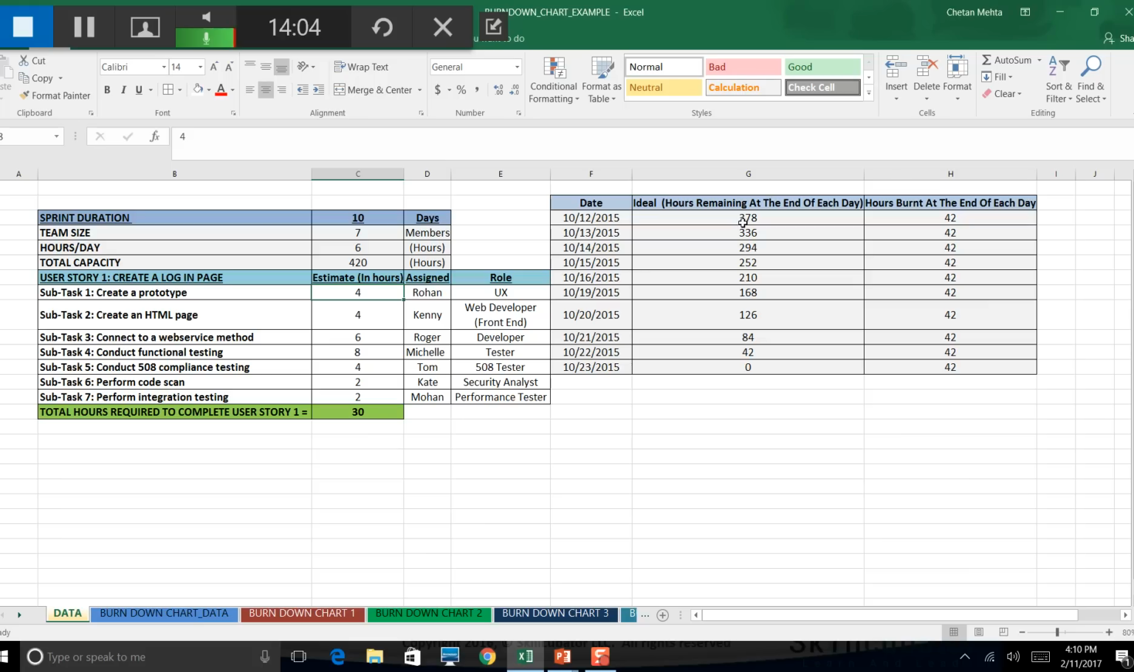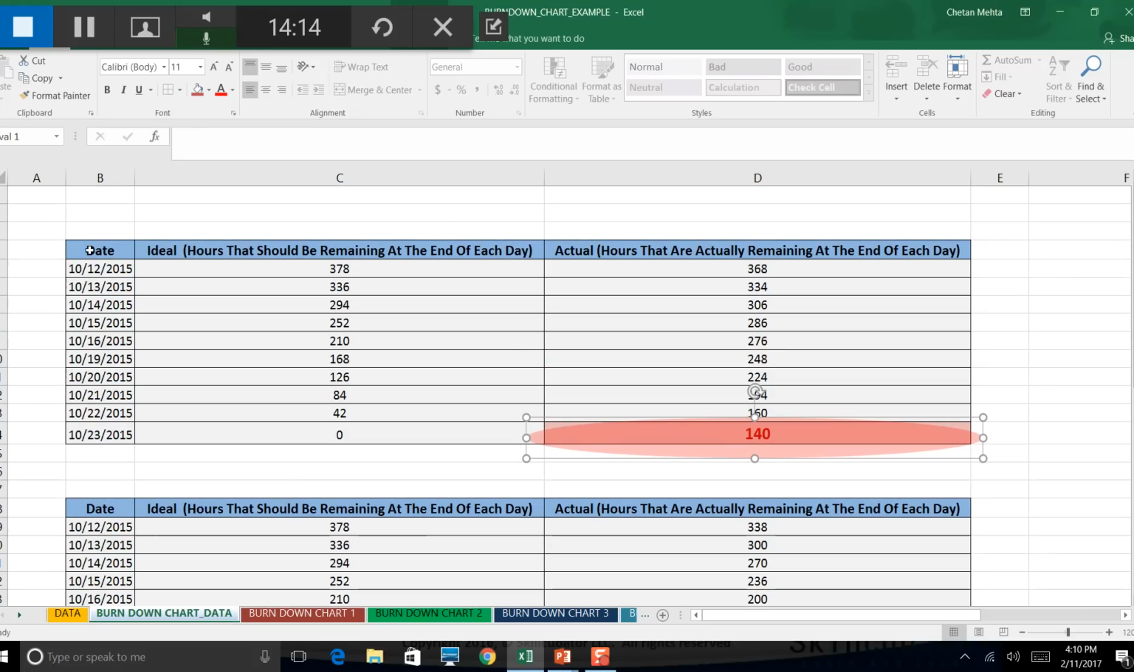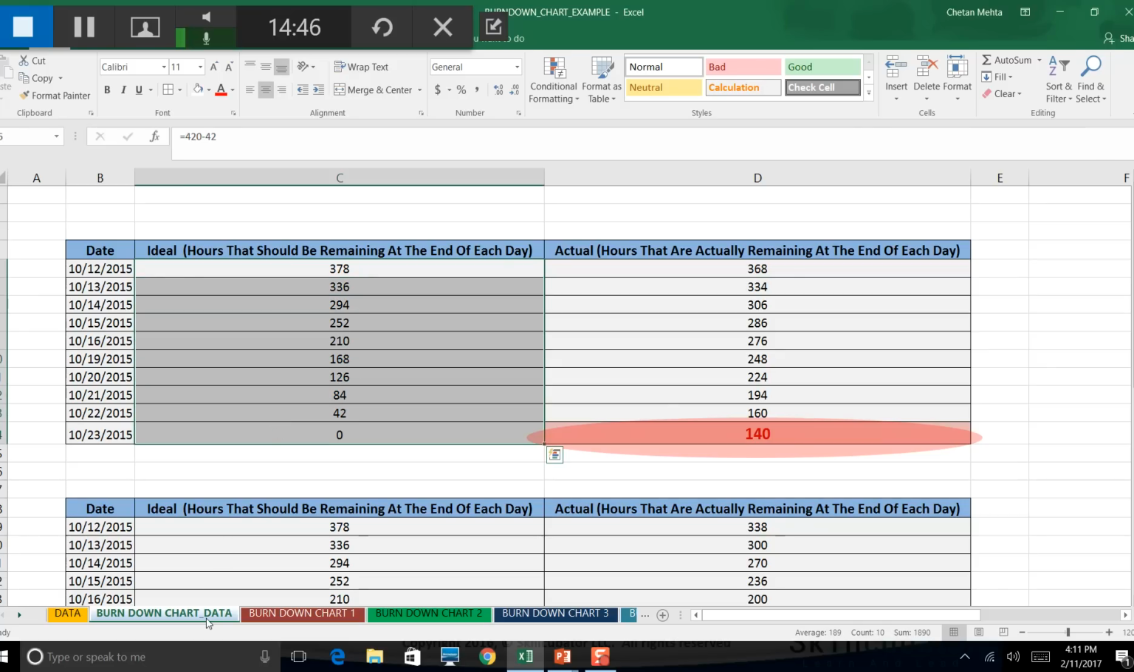Okay, so now let's go one step further and see the burn down chart data. That's my days. I start my sprint on 12th of October, finish it on 23rd, and that's basically my working days. I did not take into account the weekends. If you see, 17th and 18th are missing because those are the weekends. Now this is basically my ideal burn rate. It's not changing. It's the same data which is here.